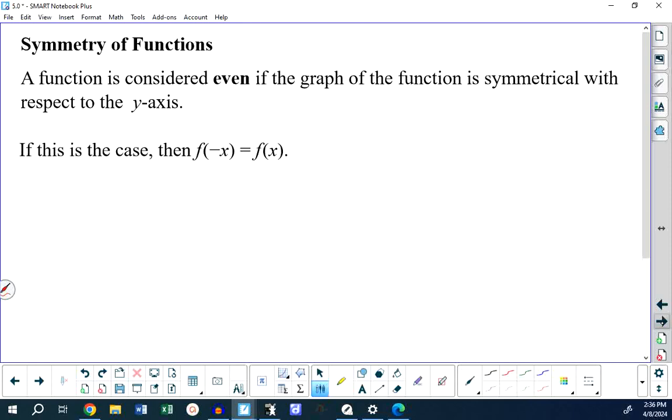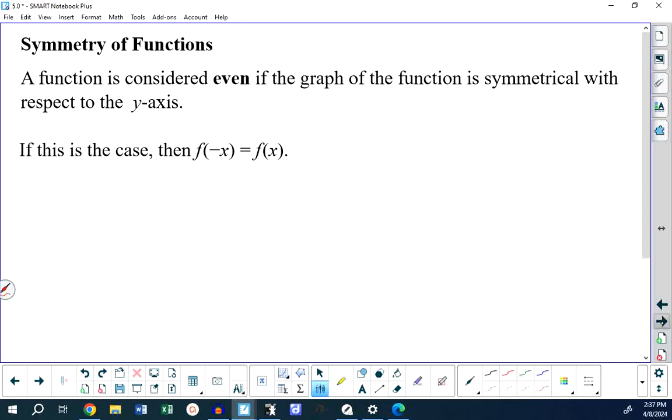A function is considered even if it's symmetrical with respect to the y-axis. So if you take a look at my hands, and the y-axis is the axis of symmetry of my body, if my hands were the shape of a function, this would be symmetrical in an even way. Basically, what I have on the left, if I reflect it across the y-axis, I get what I have on the right, on your right. And there's a test for that.